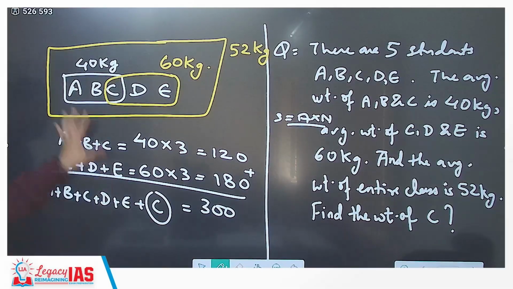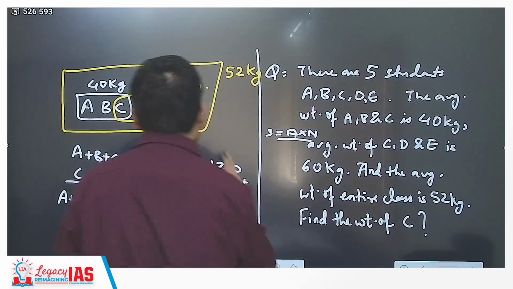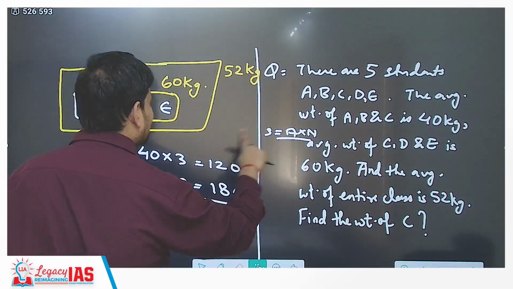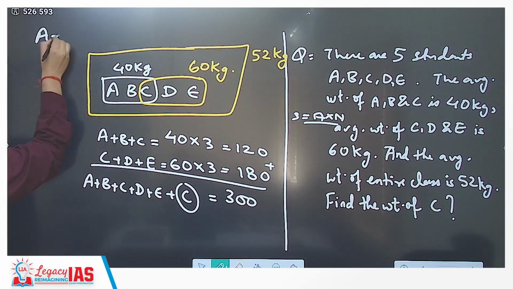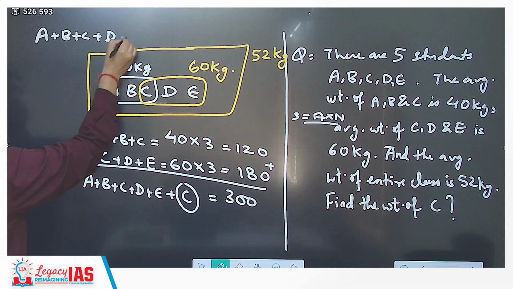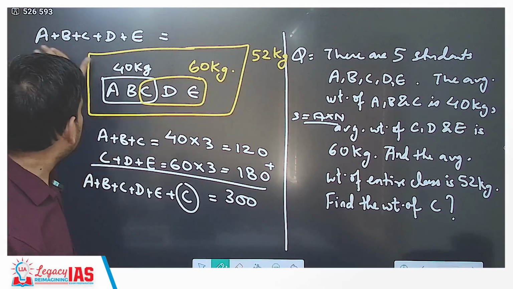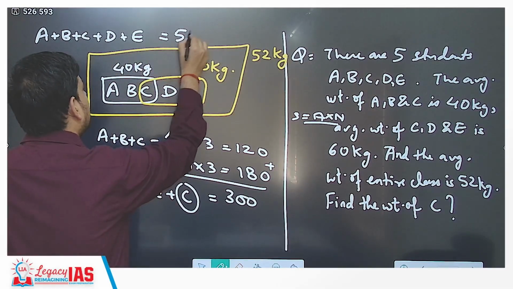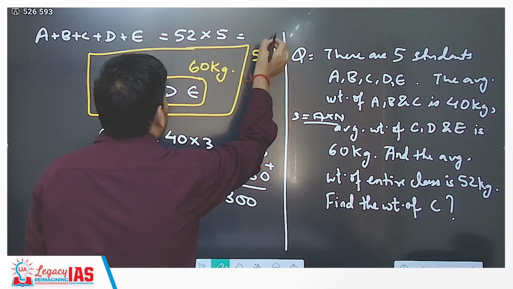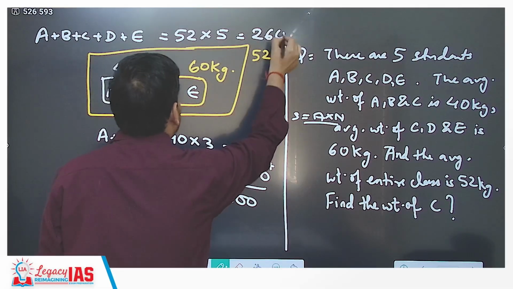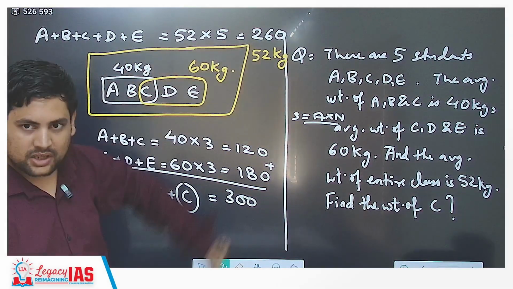Now, the average weight of the entire class is given to you. What is actually given to you is the sum of all of them, A plus B plus C plus D plus E. This will be equal to what? This is the average 52 kg, and this is for 5 people, so this will be 52 into 5. 52 into 5 will come out to be 260. So this whole sum becomes 260.